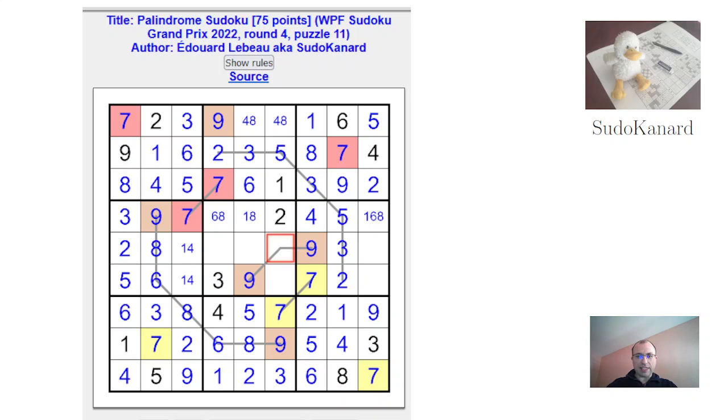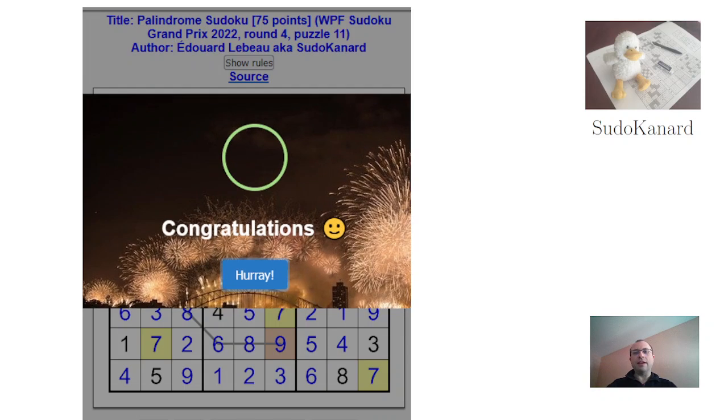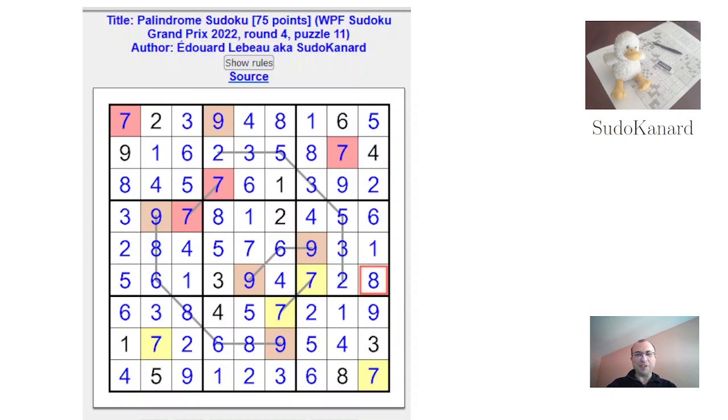4, 8, and 6. That's a 6. 4, 8 here. So that's 8. That's 1. That's 4, 1, 4. 4, 8. So that's a 5 now. That's 7. That's 6. 1 here. And 8 there. And that completes the solve. So sorry for this blunder.